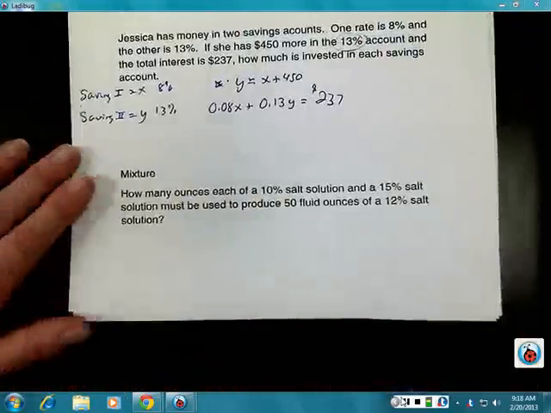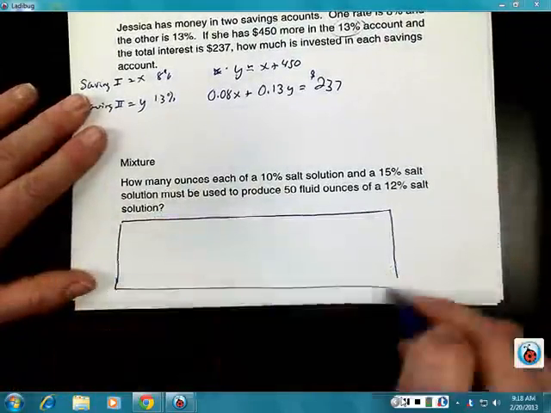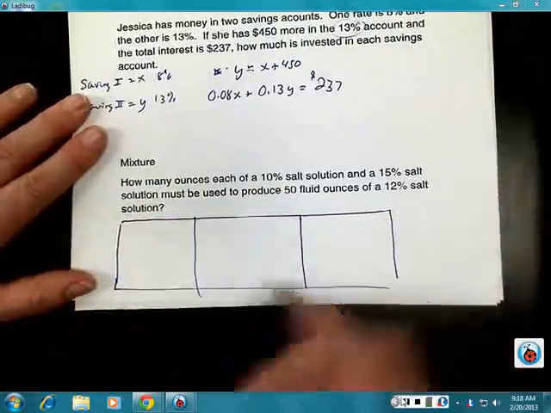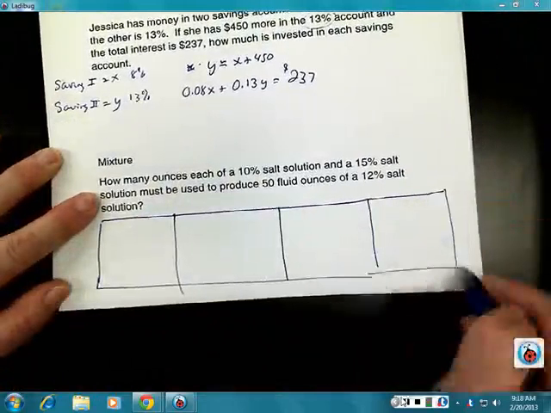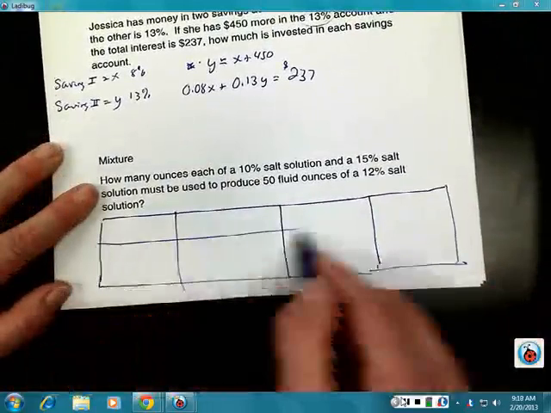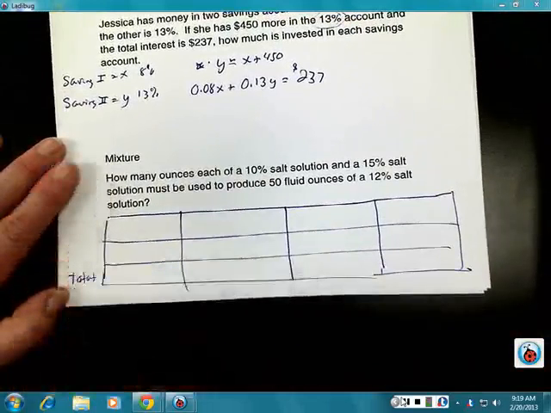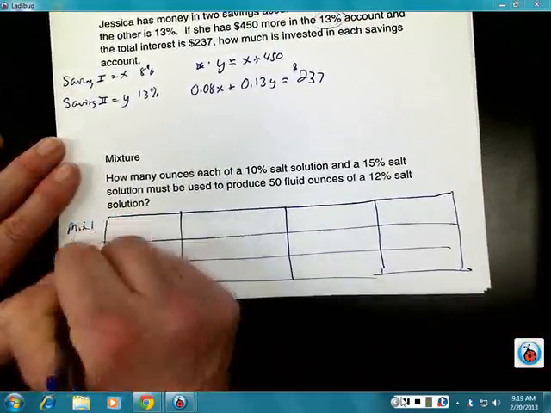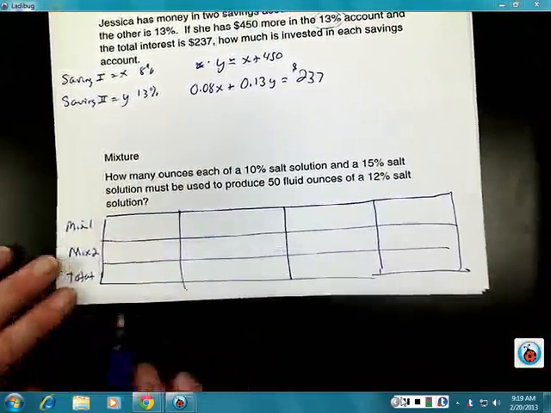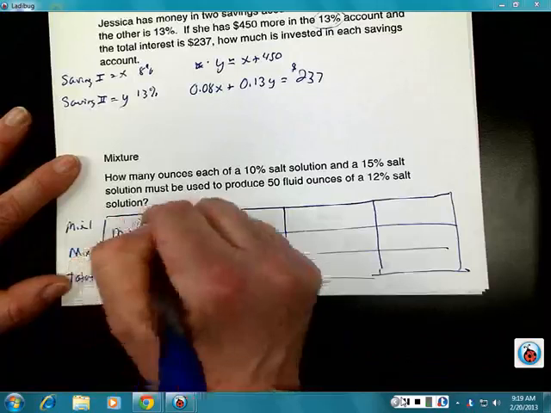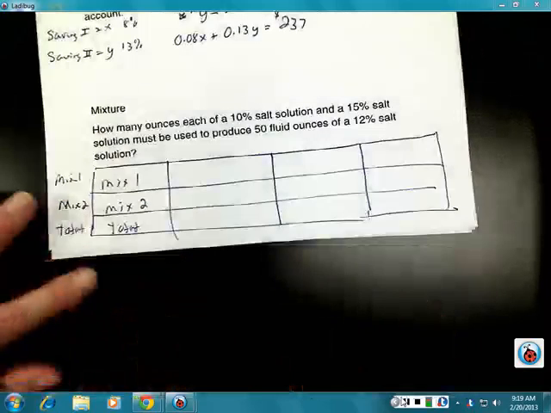Mixtures, you are going to want to chart your mixtures. Now when you chart your mixtures, I'll draw this out here. I guess I needed another line in there, so we'll put another box on the end. You're going to have 3 sections to your mixtures: mix 1, mix 2, and a total at the bottom. So be careful with that, because you've got values that you're going to put into place.